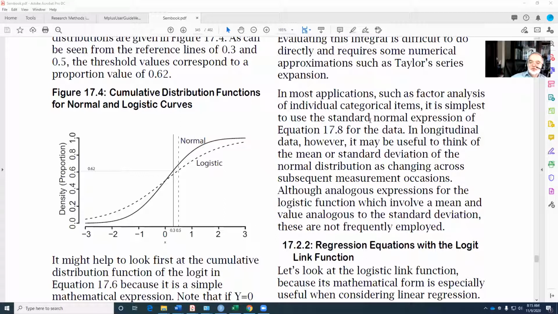It's simplest to use the normal for the data. In longitudinal data, as I mentioned before, you're going to have to start thinking about not a mean of zero and variance of 1, but you're going to move around the shape of that distribution.